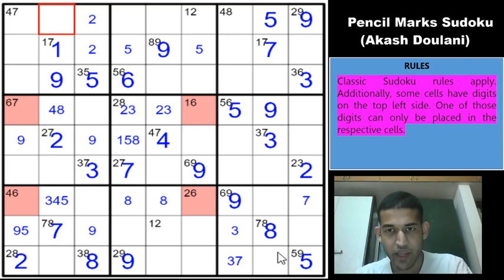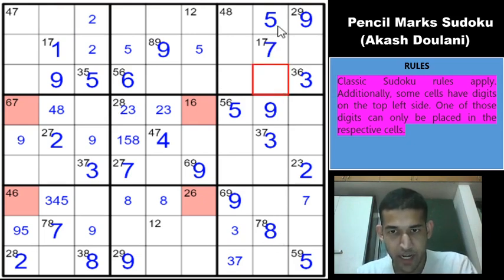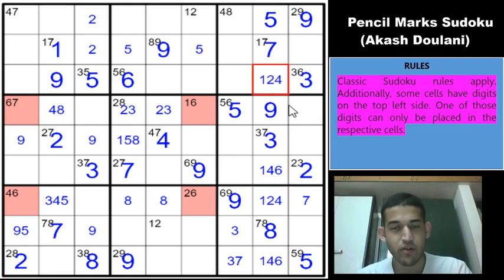Let's look at column 8. So 3, 5, 7, 8, 9 have been placed already. Remaining digits are 1, 2, 4 and 6. So this cannot be a 2, so this will be 1, 4, 6. And this cannot be a 2, so this will be 1, 4, 6 again. This cannot be a 6, so this will be 1, 2 and 4. And this cannot be a 6, so this will again be 1, 2 and 4. So 6 is in one of these two cells, right?